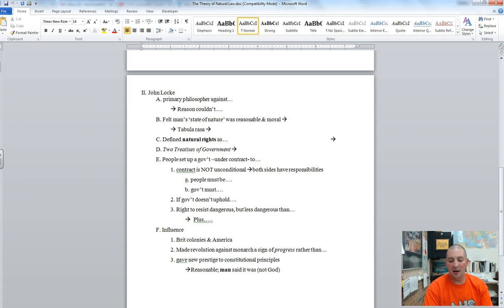Jefferson takes Locke to like the nth degree. Jefferson actually said, the tree of liberty must be refreshed with the blood of tyrants. And so Jefferson, taking that to the nth degree, believes that the only way to achieve liberty was to make sure that tyranny was completely eliminated. And that's just taking Locke to kind of the next big conclusion, the next big step.